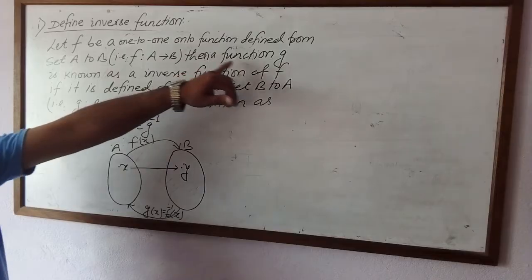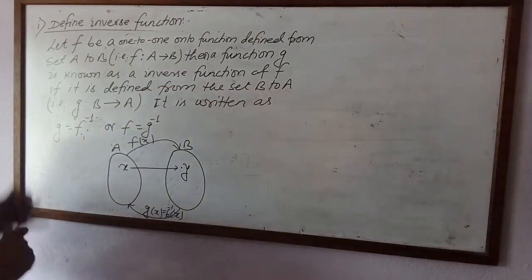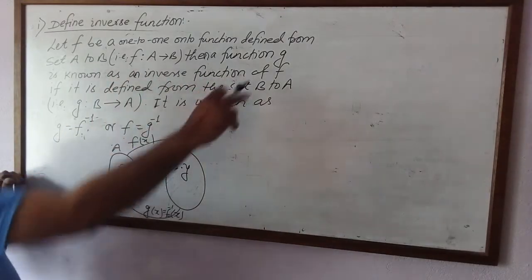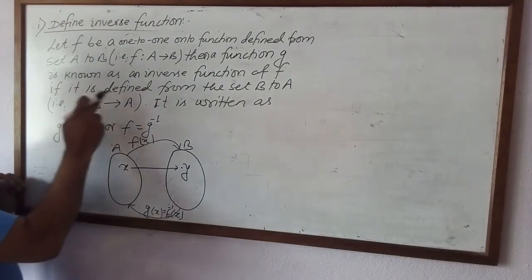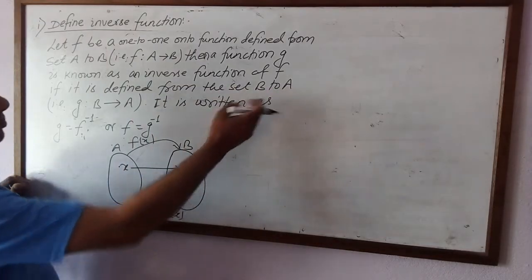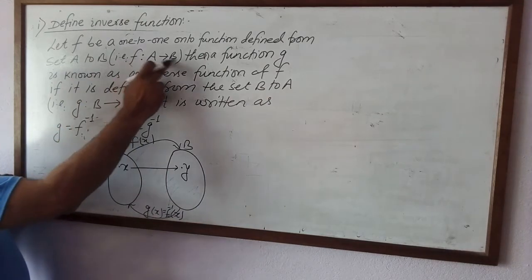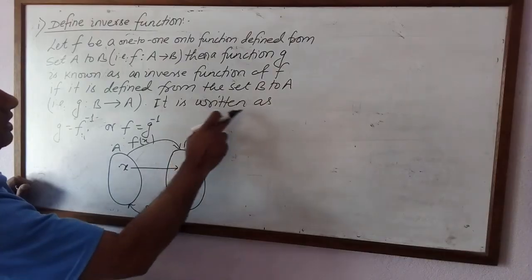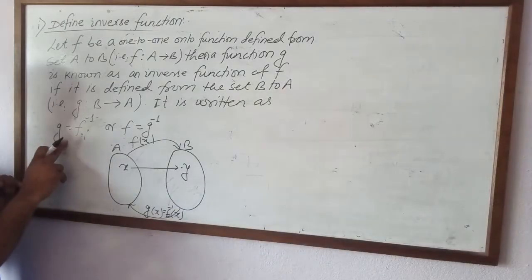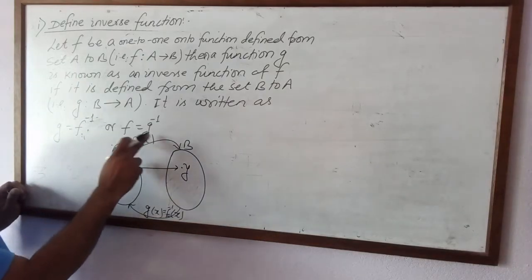Then another function g is known as an inverse function of f if it is defined from the set B to A. That is written g: B to A, just opposite. F from A to B, another function g from B to A. It is written as g is f inverse. This function g is known as the inverse function of f, or f is also known as the inverse function of g.